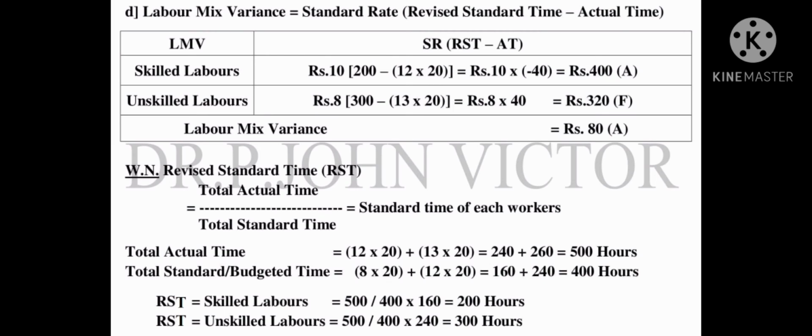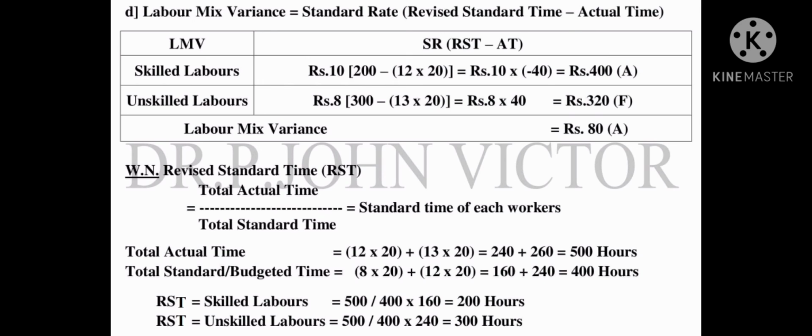Now see the labor mix variance. Rupees 80 is adverse, because the adverse value is 400 for skilled labors. So when we deduct 320, we get 80. It is an adverse value. Okay, do you understand this? Do you understand the labor mix variance?